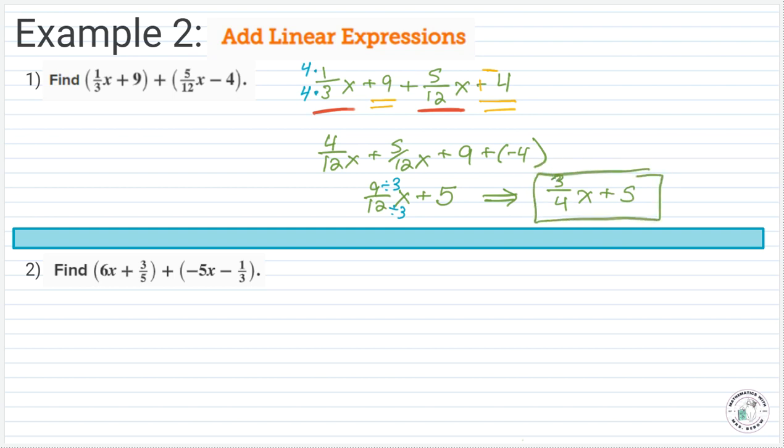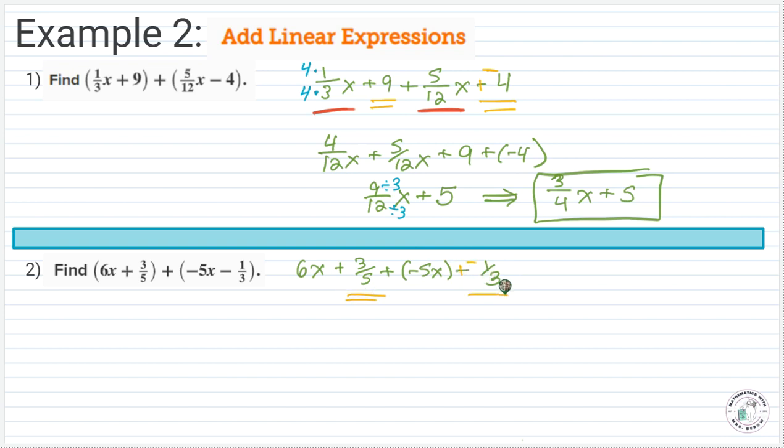So same idea, number 2: 6x plus 3/5 plus, and then the other set of parentheses, negative 5x minus 1/3. So we're going to go through and rewrite this without the parentheses, because again, I'm going to use the horizontal method. So we have 6x plus the 3/5, plus, and then negative 5x, and then we have the minus 1/3. I can rewrite this on the end here as plus negative.